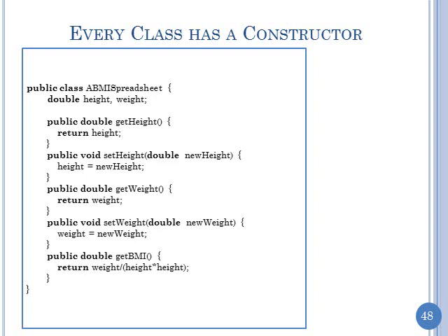And every class has a constructor. When you said new BMI spreadsheet, even when you didn't put a constructor in it, you had to go and put left paren, right paren. You had to say, I'm passing you no arguments, no parameters. But there is no constructor here. So what does it mean to call a constructor when a constructor doesn't even exist?